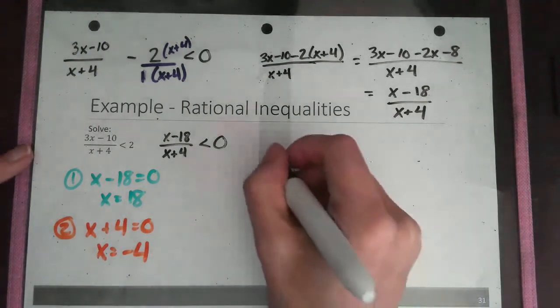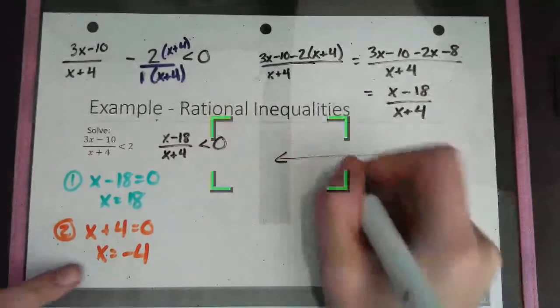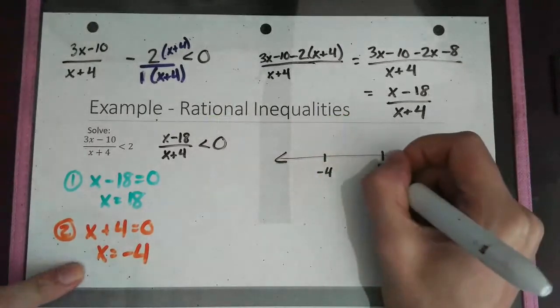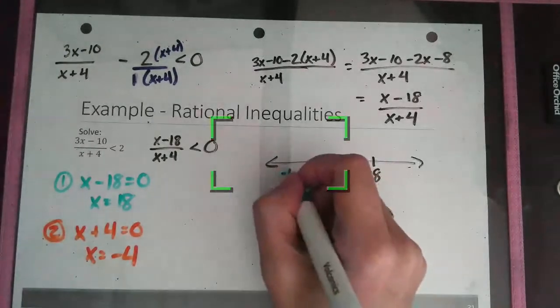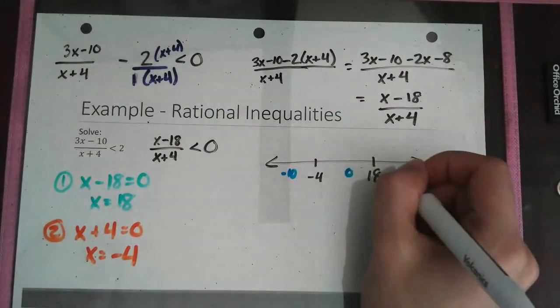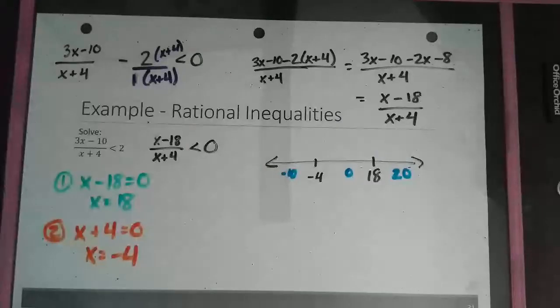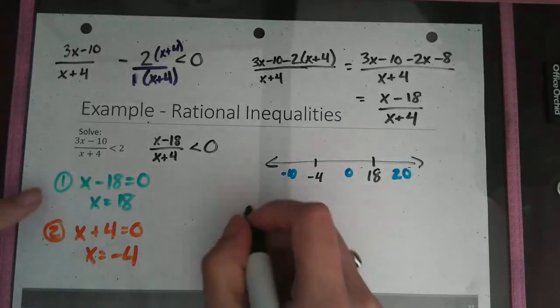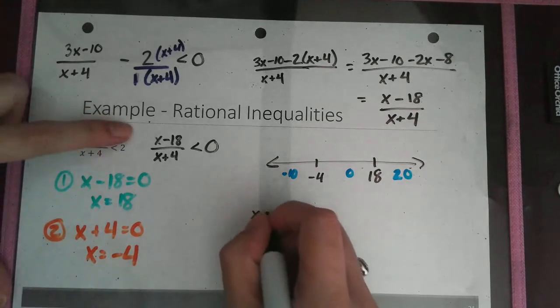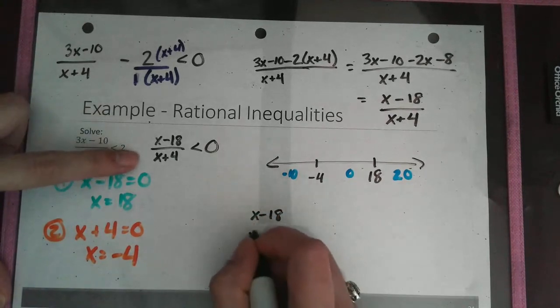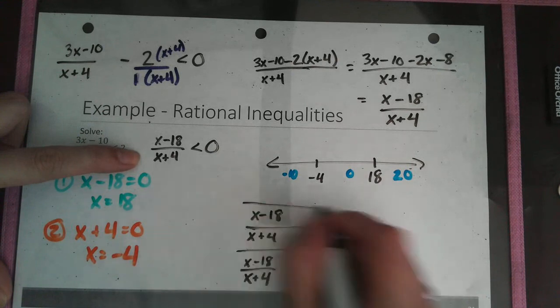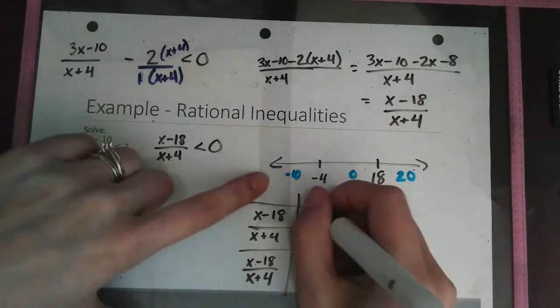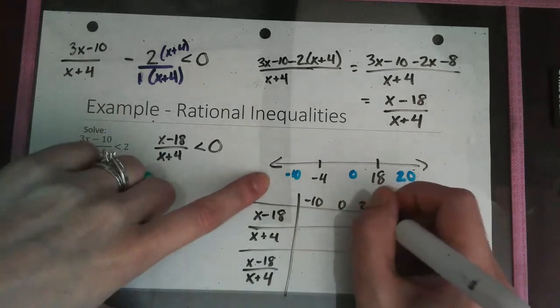We set up our number line. I need a -4 and a positive 18. Need to pick some test values. I'll use -10, 0, and 20. We'll try that. First row is my numerator, x - 18. Second row is my denominator, x + 4. Final row is the entire fraction. And then my columns are my test values, -10, 0, and +20.